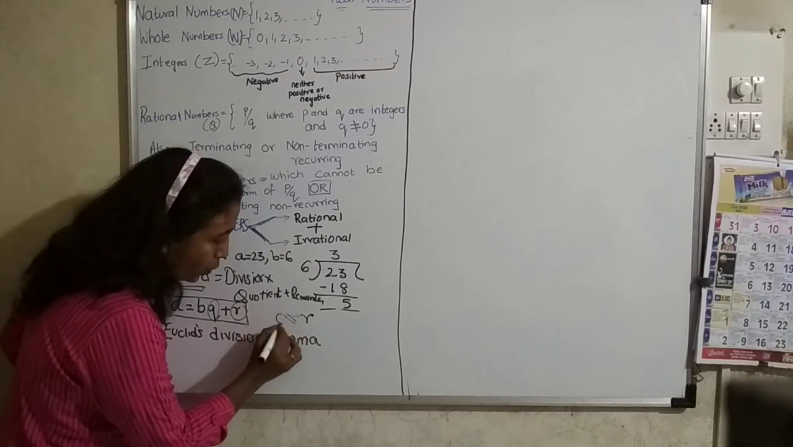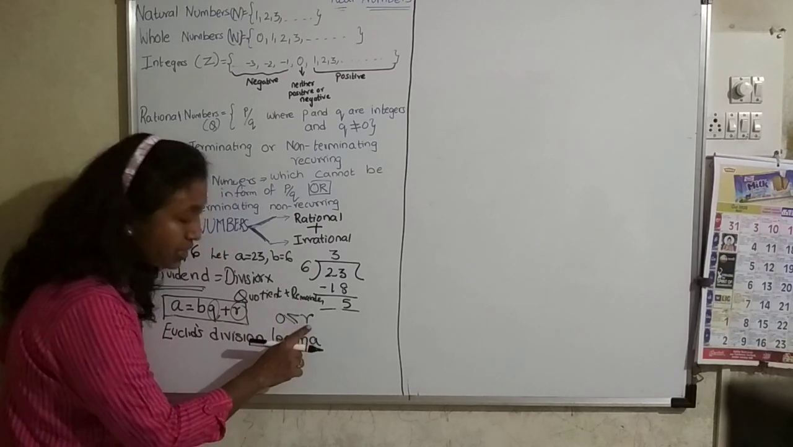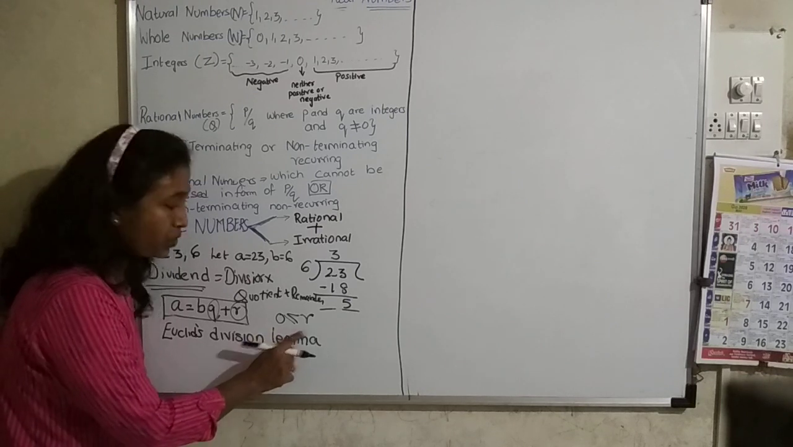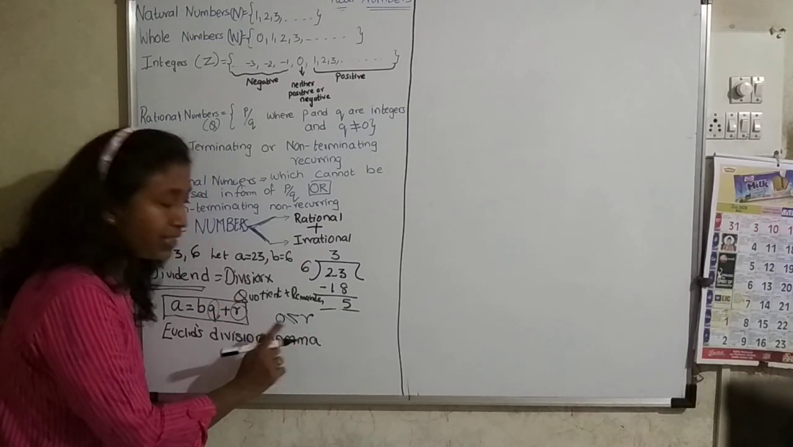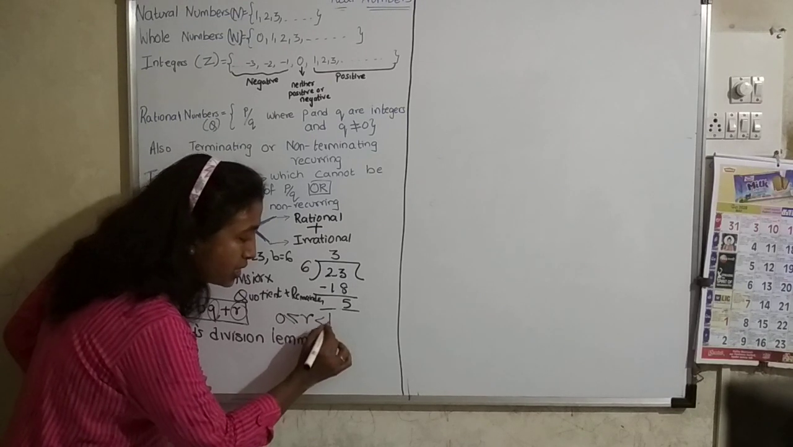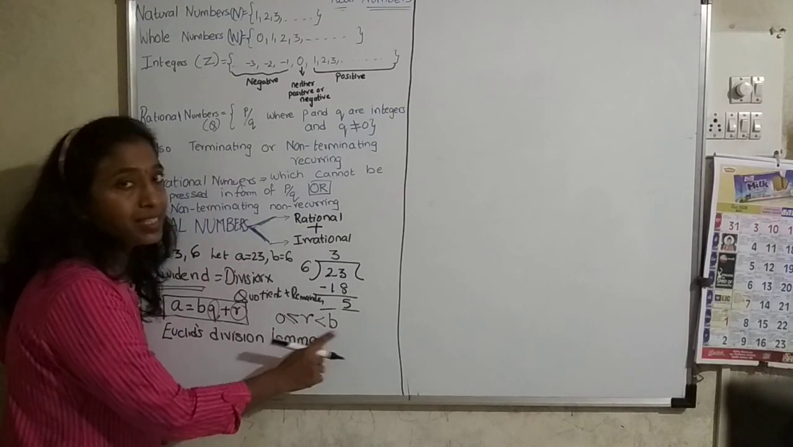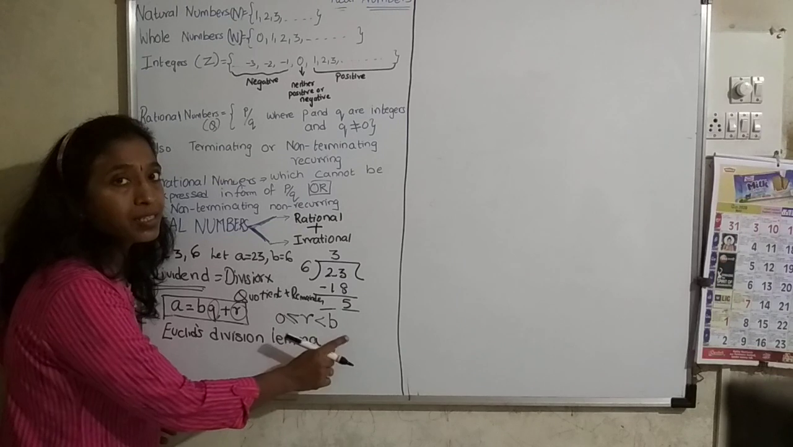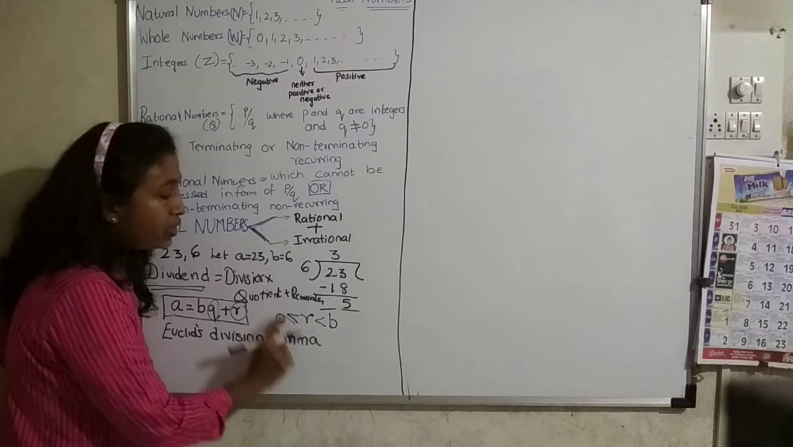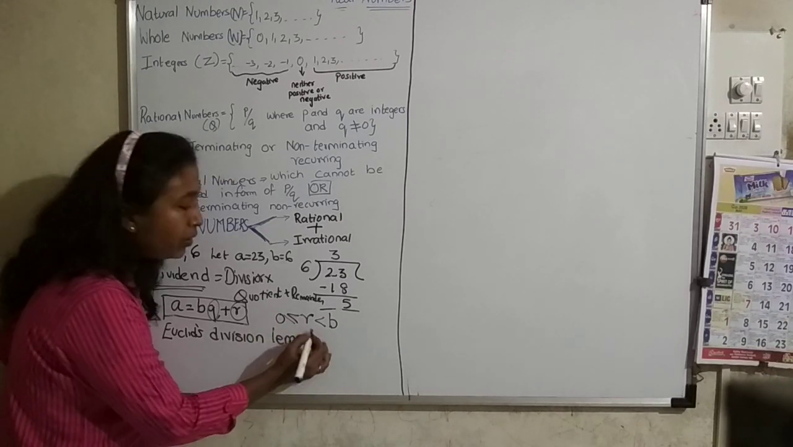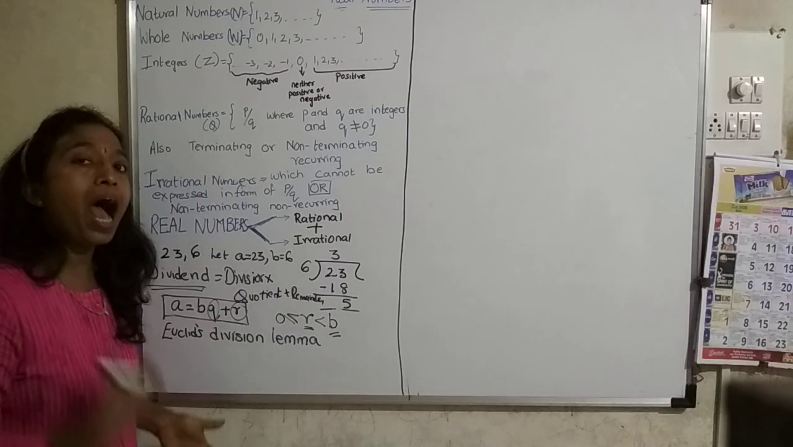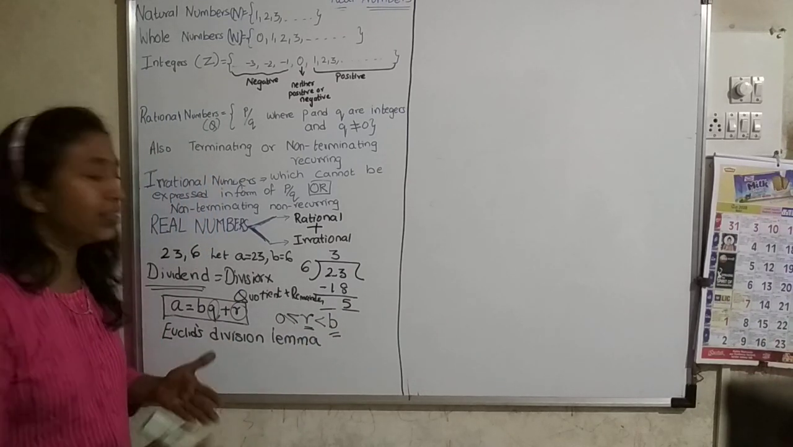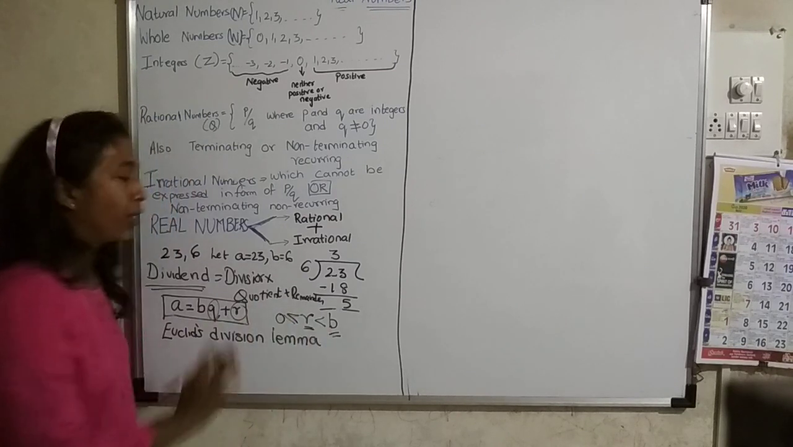So here 0 is less than or equal to R, which means R is greater than or equal to 0. If R is 0, the division is complete. Or if R is greater than 0, we continue the division till R is less than the divisor. This is very important. The important role here is played by R and B. Okay, let's first see.